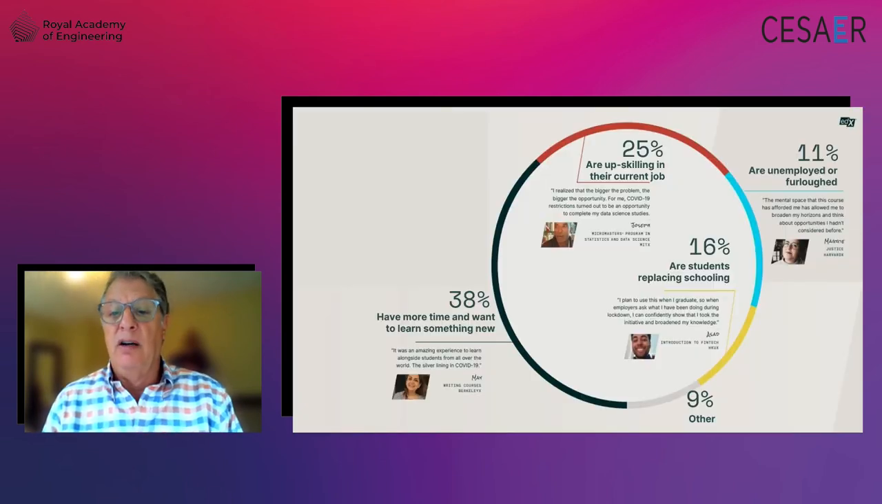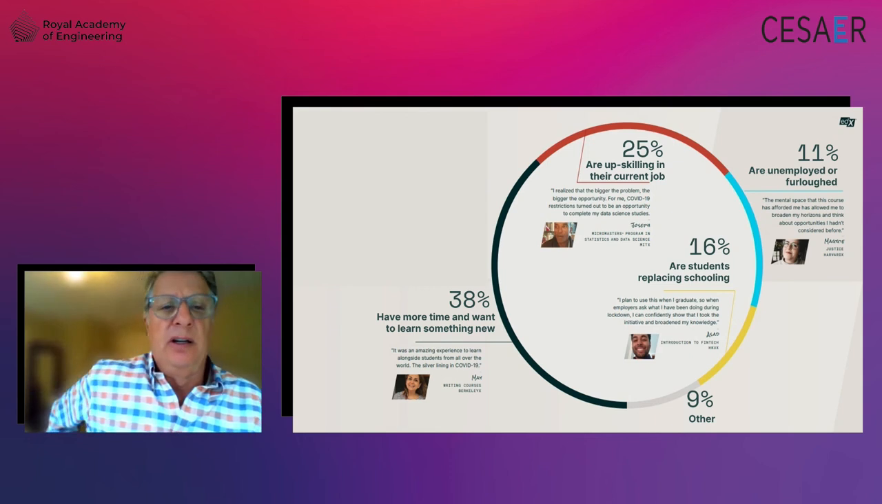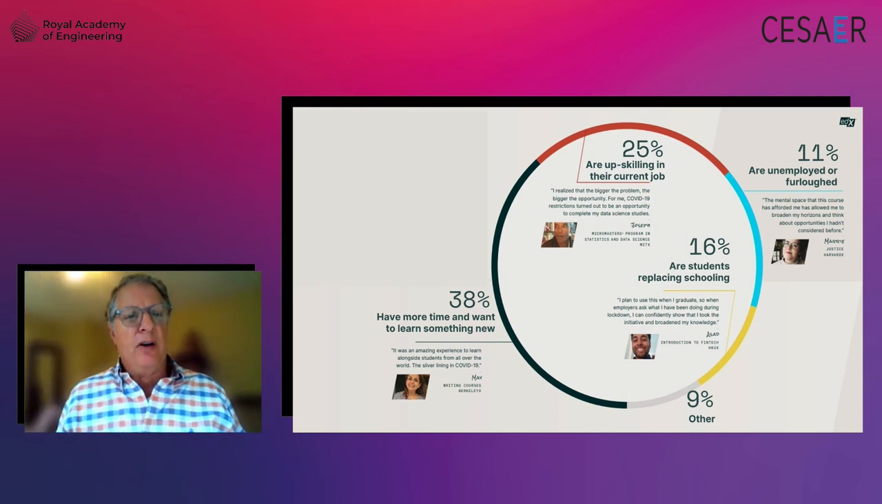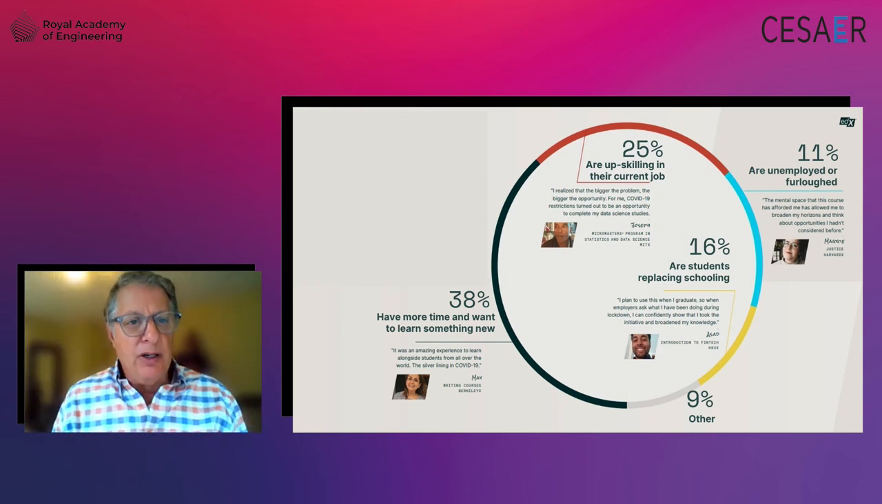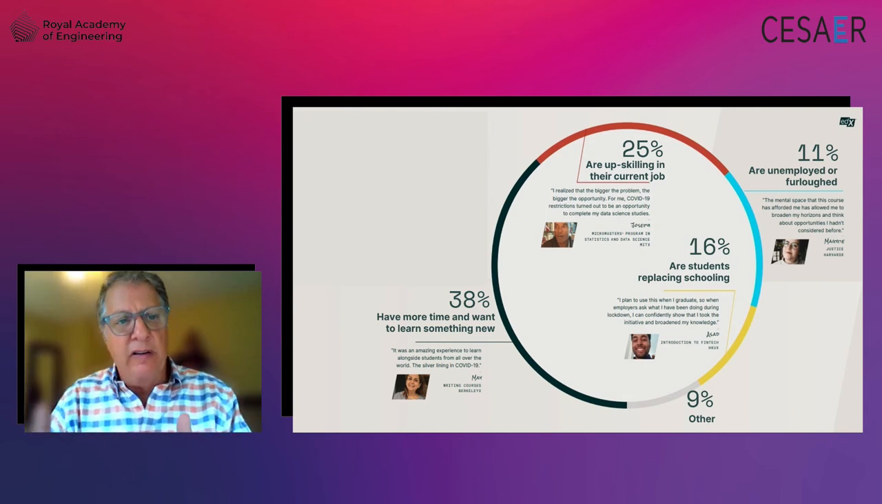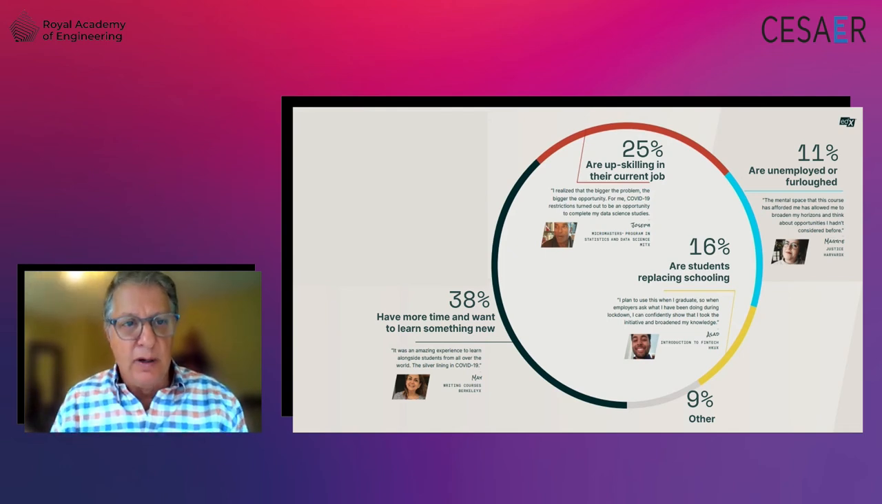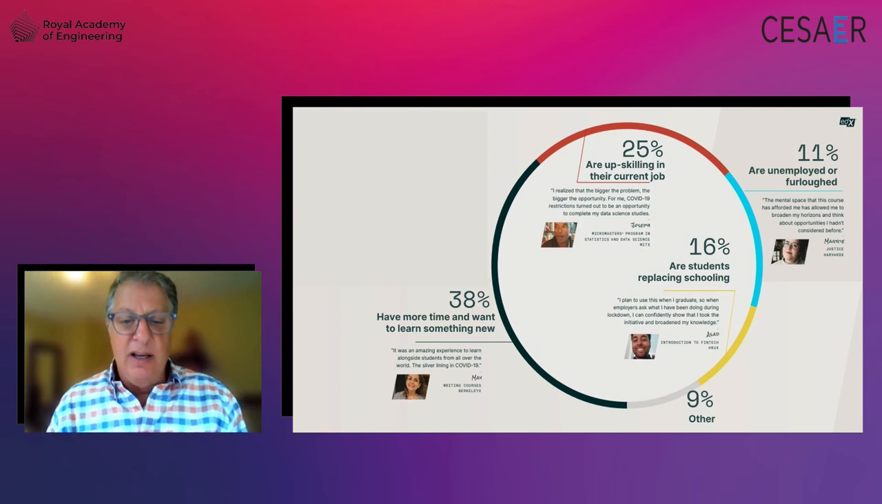What we've seen here is interesting in terms of who's taking the courses and why. And 25% are upskilling their current job. I'm a university. I'm thinking about who my population is. I'm always going to be able to fill the seats on campus. That 25% is a huge expansion of your enrolled paying customer base over time that would say, as long as you can offer these courses, I can take them for a certificate.